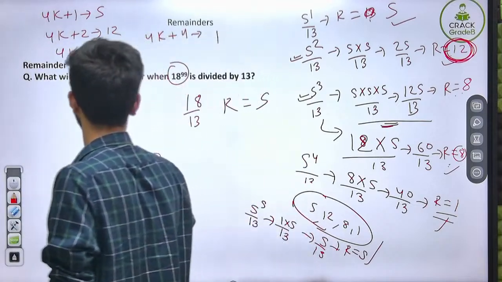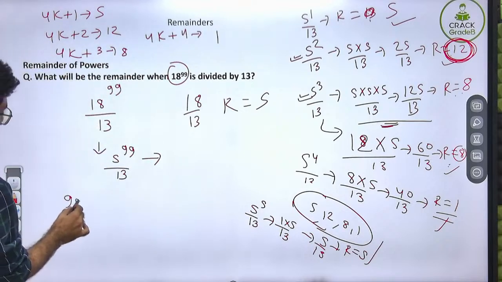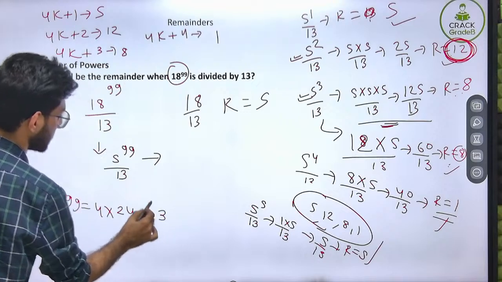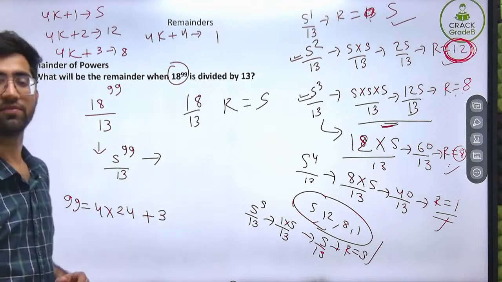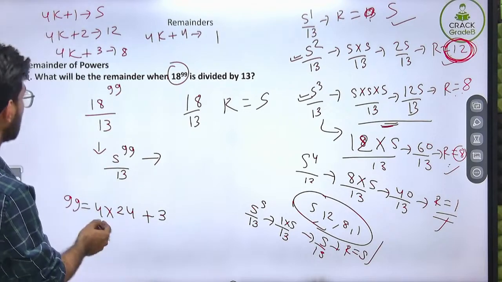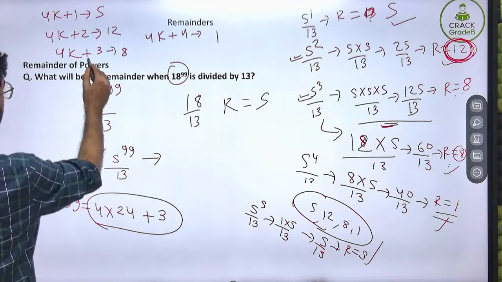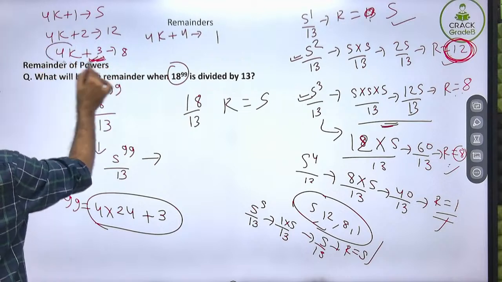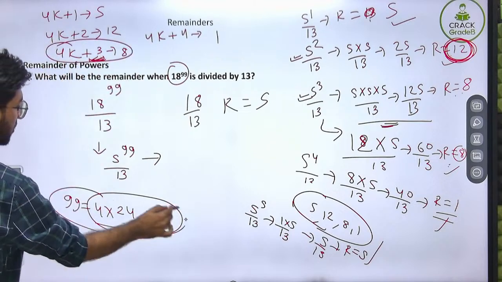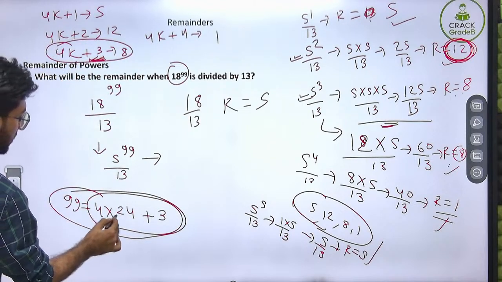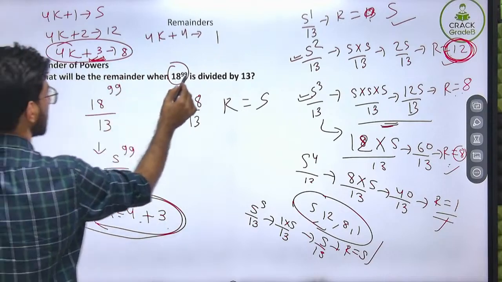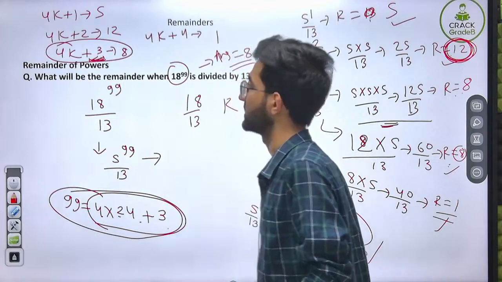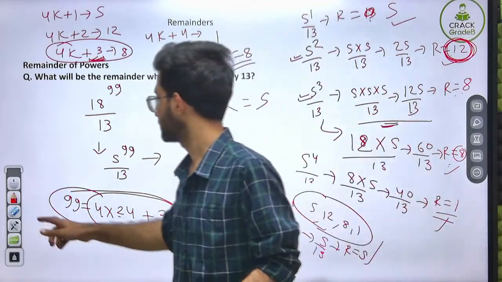So let us look at 99. You can write 99 as 4 into 24 plus 3, right? So basically this is the form of 4k plus 3. So what will be the remainder? See, 99 is of the form 4k plus 3. So the answer will be equal to 8, right?